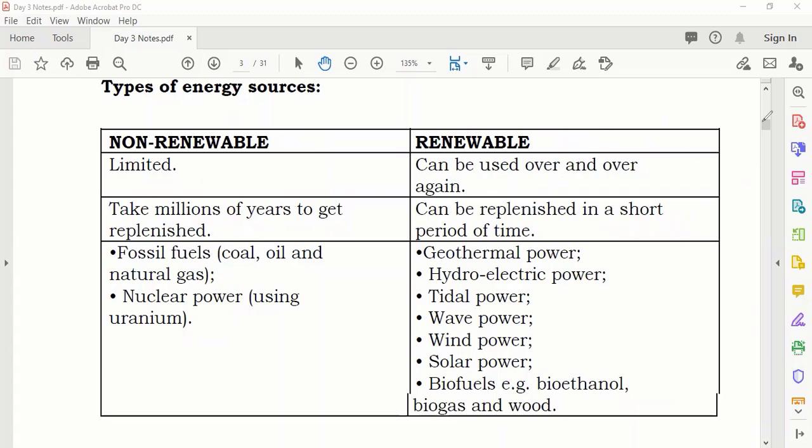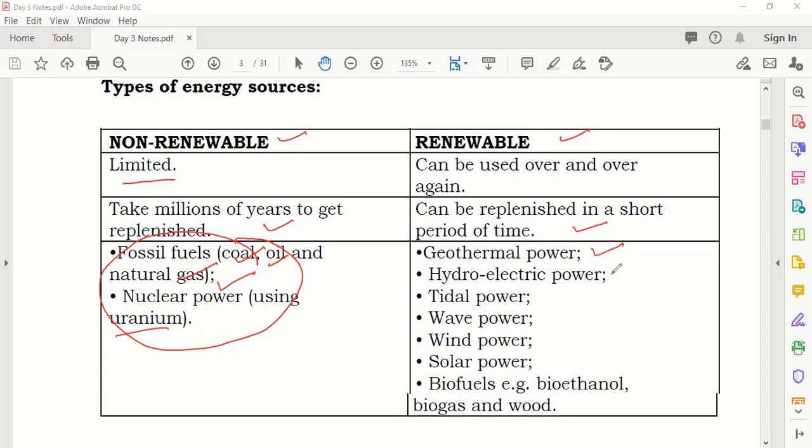Okay. So again, the difference between non-renewable and renewable means you cannot use them again. They are in a limited quantity. Renewable, you can use them again and again, and non-renewable sources can take million years to produce, and here they can take a short time to produce. The examples: fossil fuels like coal, oil, natural gas, and nuclear power like uranium, they are all non-renewable because once you use them, you cannot use them again.